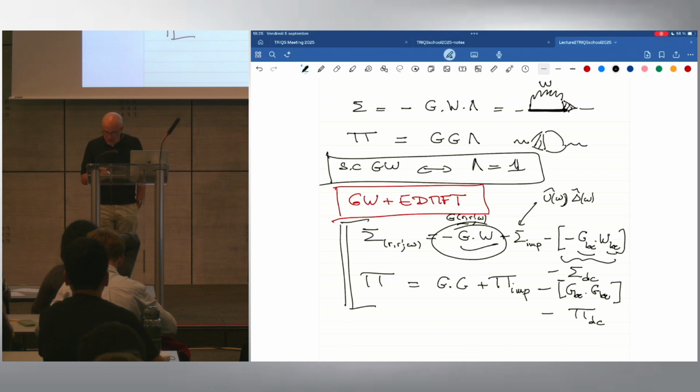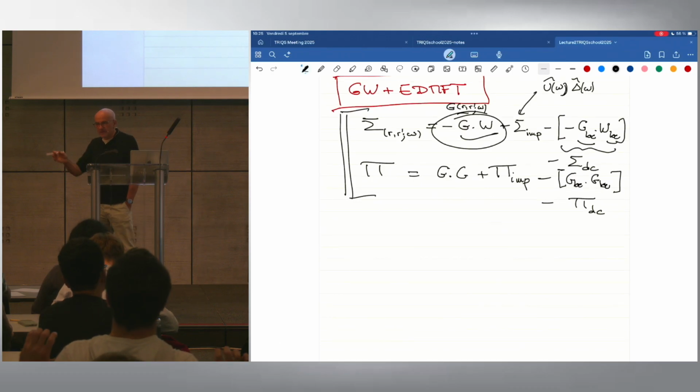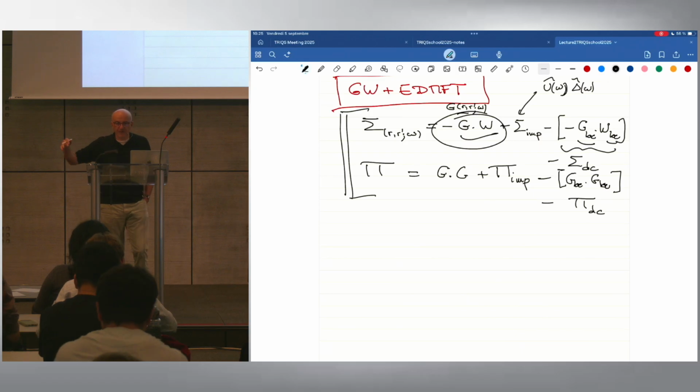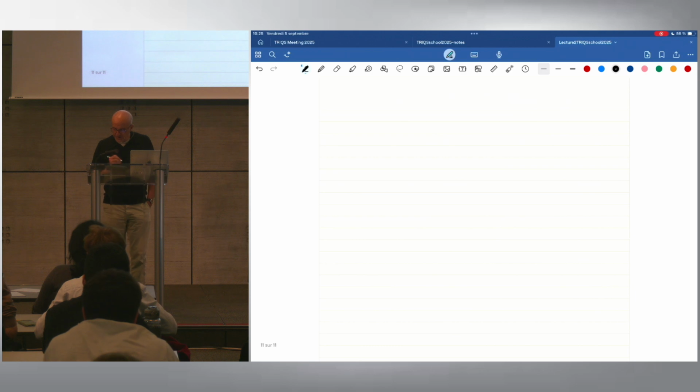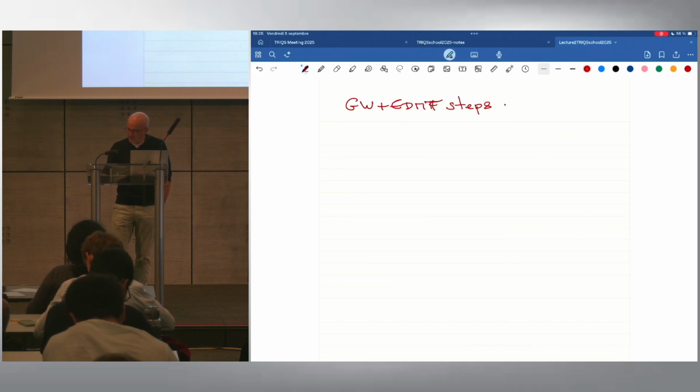Okay, so this is the answer for sigma and pi in GW plus EDMFT. Now I have to write all the chain, the recursive chain of self-consistent equations. So I walk you through the different steps in doing a GW plus EDMFT calculation. So let me do the whole chain of steps so that you have that clear in mind. Or if you want, the iteration loop.